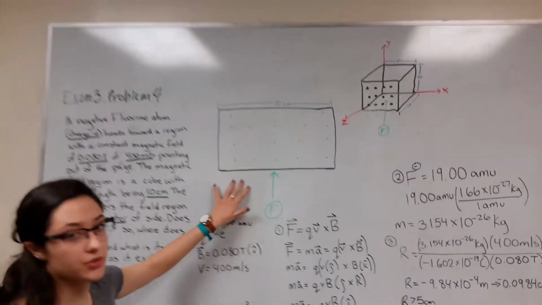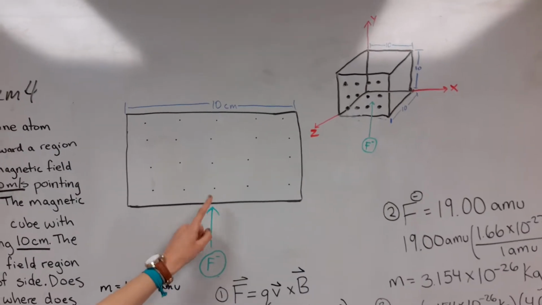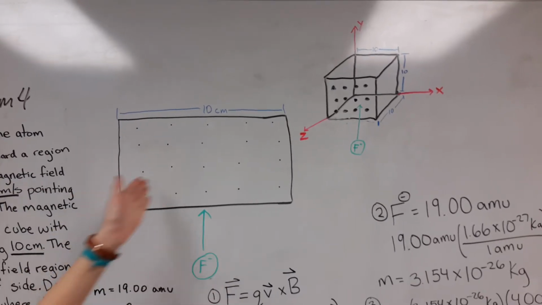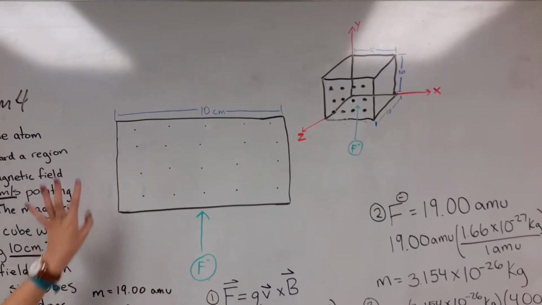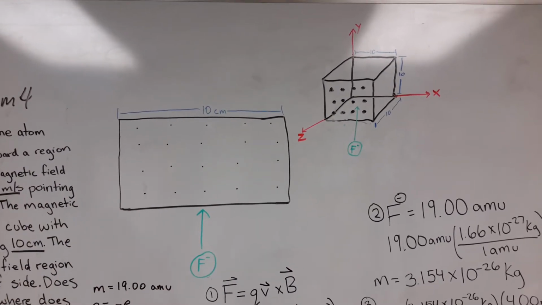So here's a picture we drew. This is our fluorine atom going into the center of this side, and we see our magnetic field pointing out of the board by the dots, and then each side has a length of 10 centimeters. Maybe not drawn perfectly to scale, but just imagine each of these are 10 centimeters.